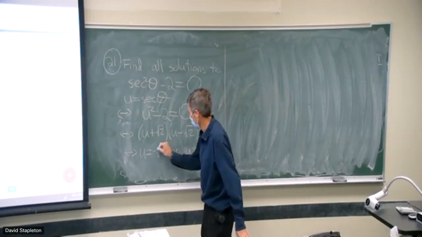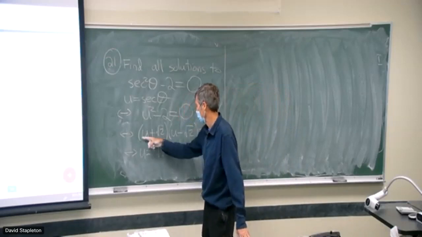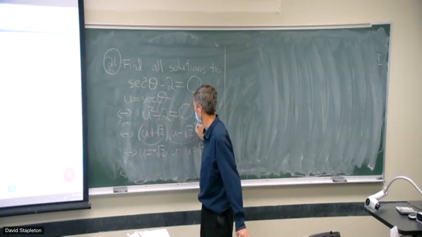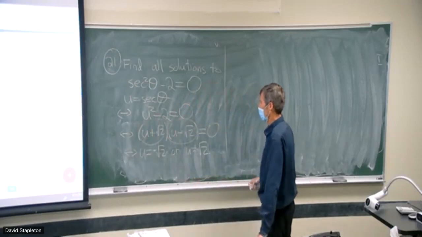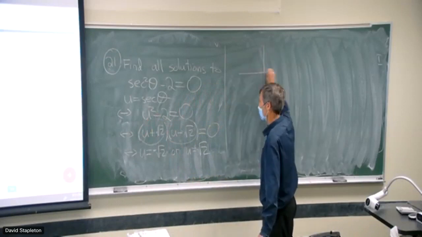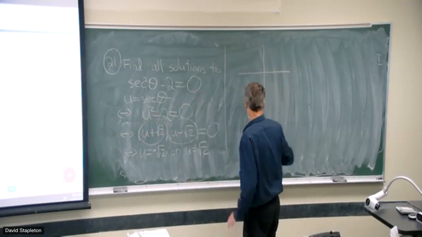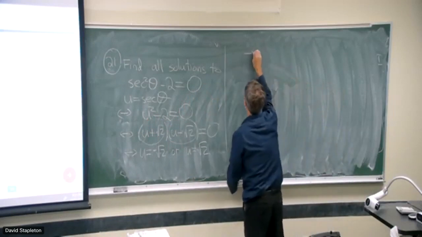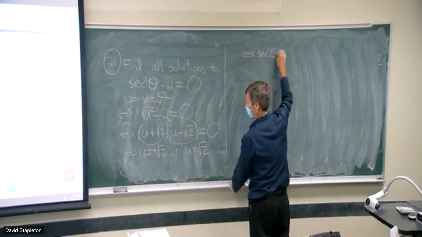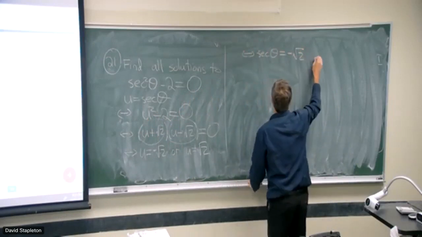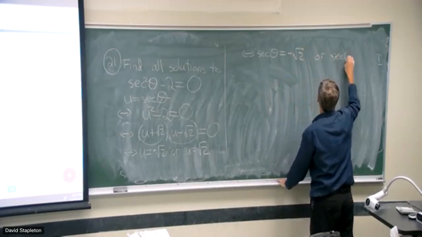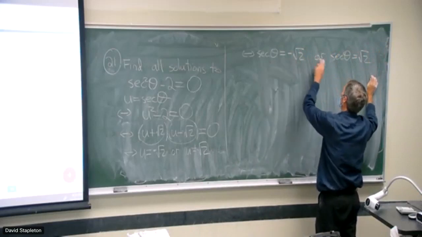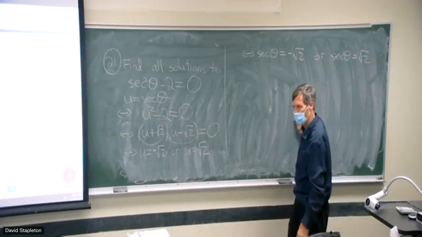So either u is minus square root 2 to make this factor 0, or plus square root 2 to make this factor 0, so that the product of these two is 0, right? So now I solve it on 2 different unit circles. u, recall, is secant theta. So equivalently, I have secant theta equals minus square root 2, or secant theta equals plus square root 2, my two possible equations. Oh, look, trig function equals a number, trig function equals a number. Going back to step 1, right?